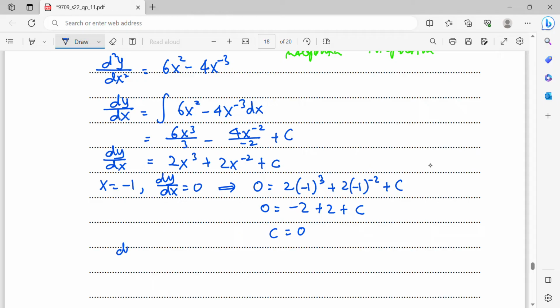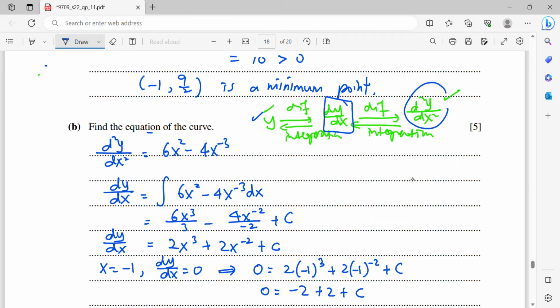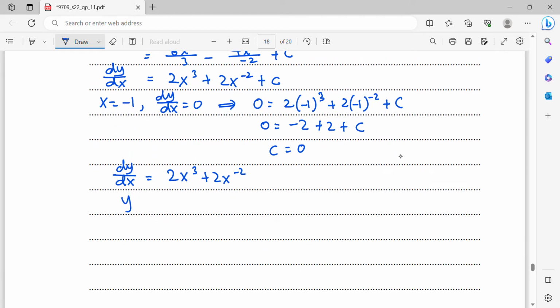Okay, now I rewrite my dy dx. So my dy dx is 2x cubed plus 2x to the power of negative 2. And now to get the y, I need to integrate the dy dx. Okay, so now my y will be the integral of 2x cubed plus 2x to the power of negative 2 dx. So when I integrate 2x cubed, it will be 2x to the power of 4 over 4.